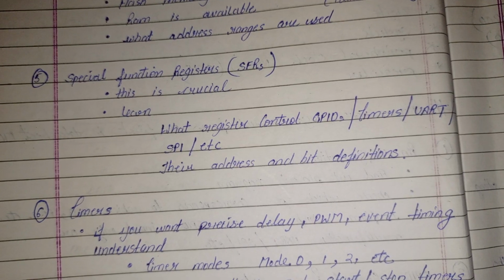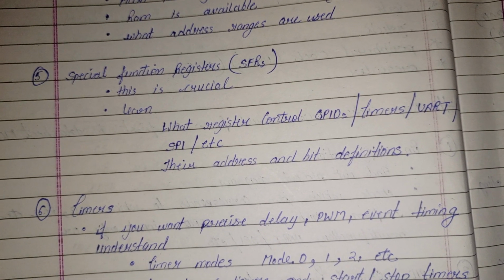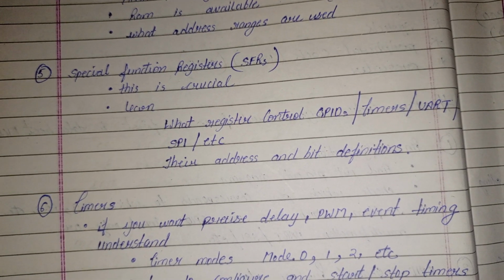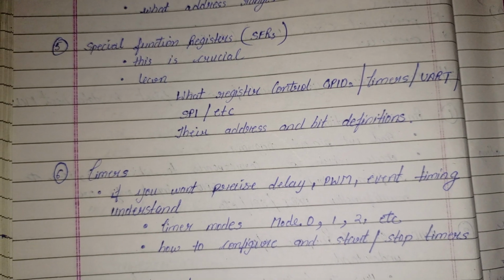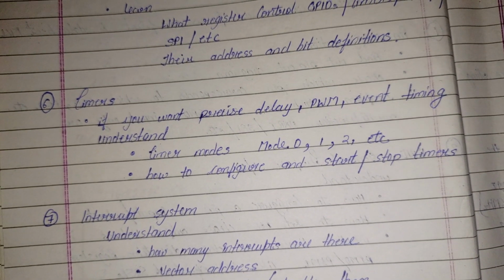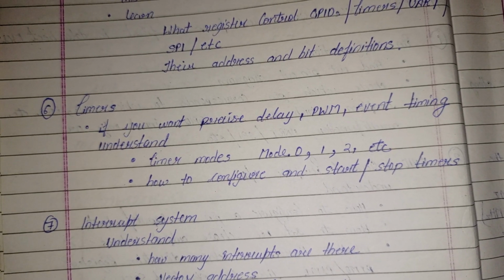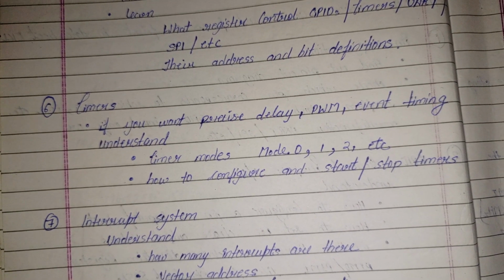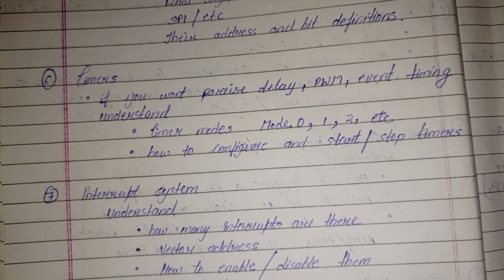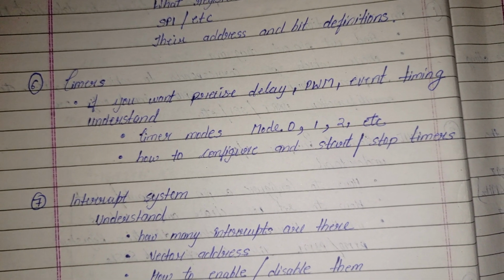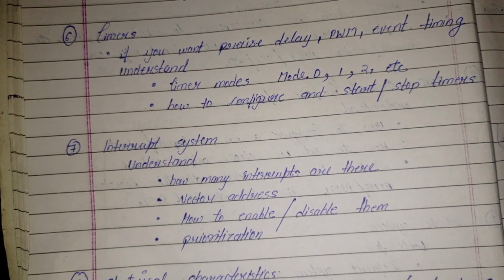which registers control what. You can see in the datasheet there are the control registers for the GPIO, timer, UART, and SPI. Their address and the bit definitions are available there. Timer: if you want a precise delay, PWM, event timing, it is used as a counter and as a PWM generator, and the timer modes 0, 1, 2, etc. How to configure, start and stop the timer.